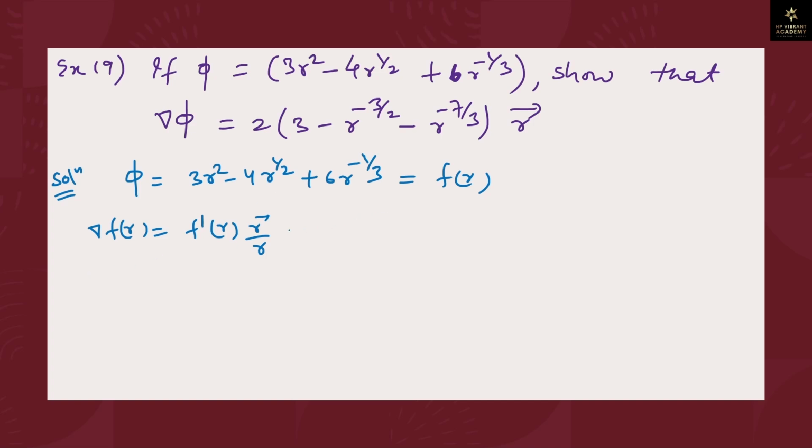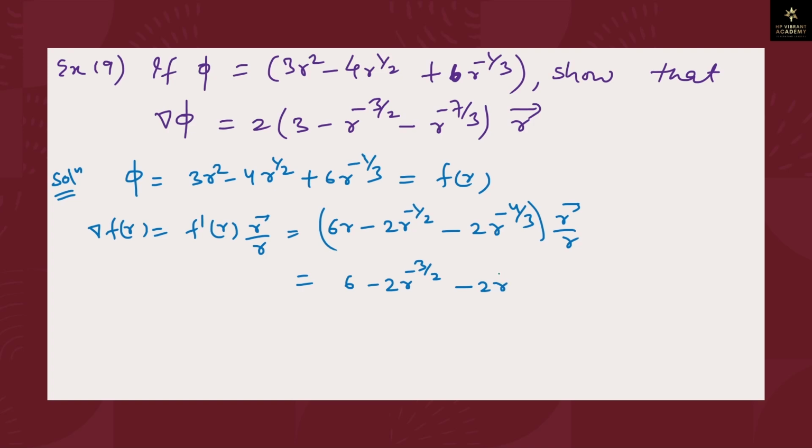So what is the value of f dash r? F dash r is 6r minus 2r to the power minus 1 by 2 minus 2r to the power minus 4 by 3, into r vector upon r. So this is equal to 6 minus 2r to the power minus 3 by 2 minus 2r to the power minus 7 by 3, into r vector, and this is equal to 2 times 3 minus r to the power minus 3 by 2 minus r to the power minus 7 by 3, r vector. This is del of phi.